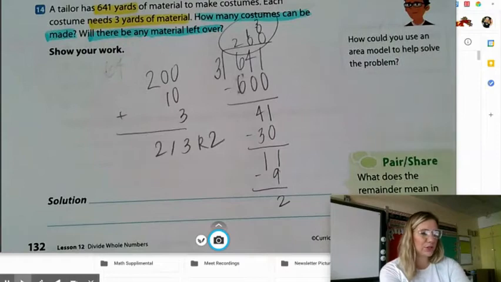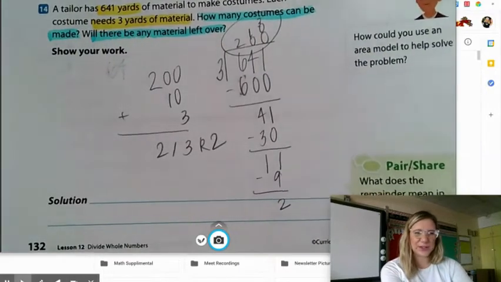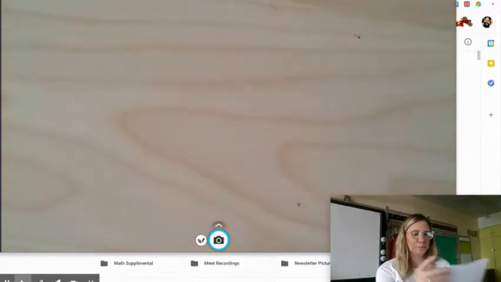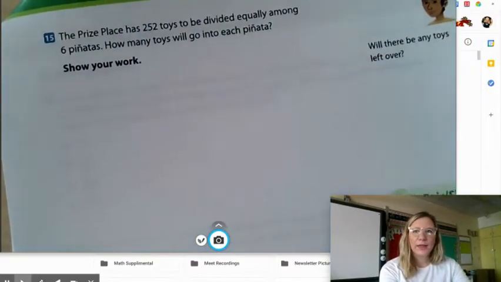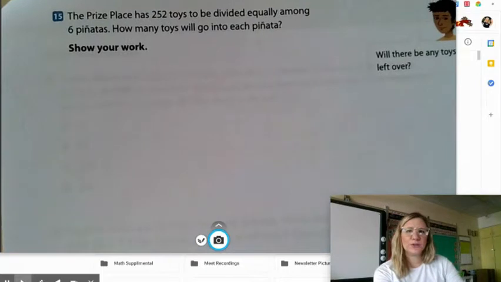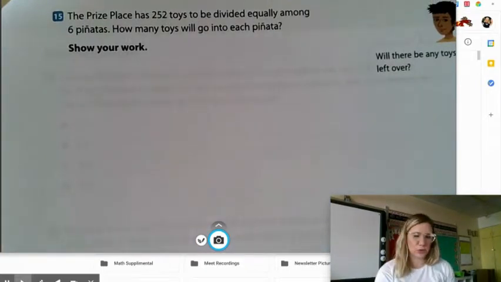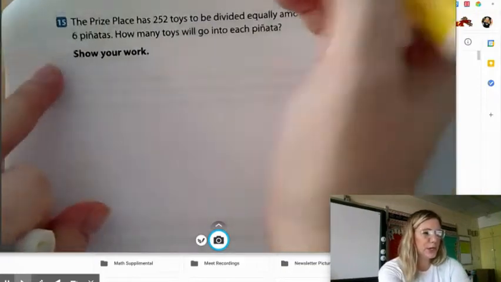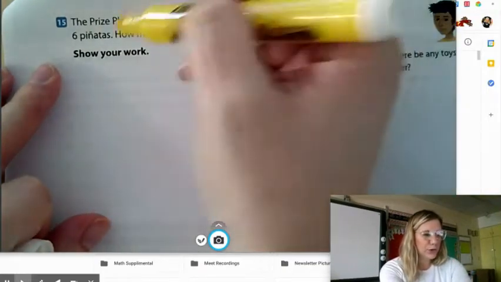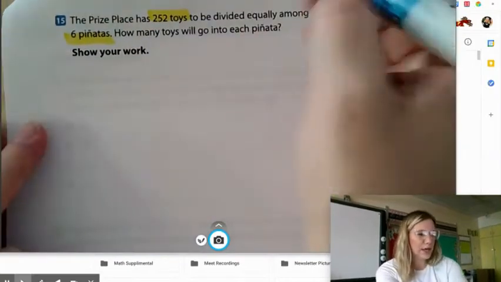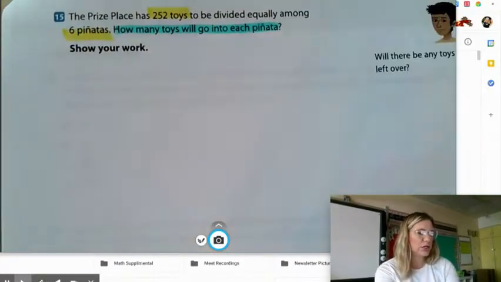Again, that think, pair, share. Don't forget to talk to somebody about that. All right, number 15. The prize place has 252 toys to be divided equally among 6 piñatas. How many toys will go into each piñata? So there are 252 toys and 6 piñatas, and they want to know how many toys will go into each of those piñatas.